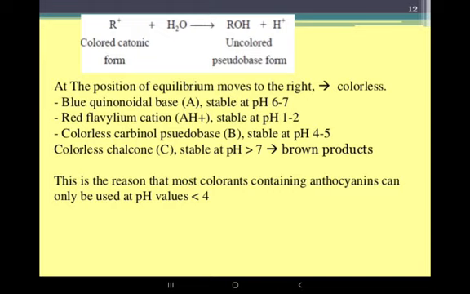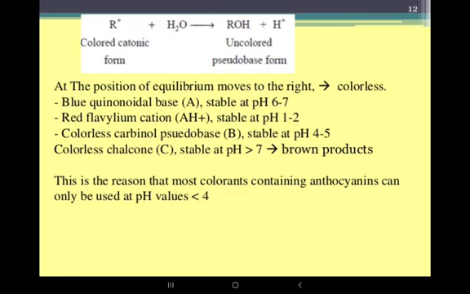The colorless carbinol pseudobase, which means B, is stable at a pH level of 4 to 5. The colorless chalcone is stable at a level below 7. It produces brown products. This is the reaction showing that most colorless anthocyanins can only be used when the pH value is greater than 4.